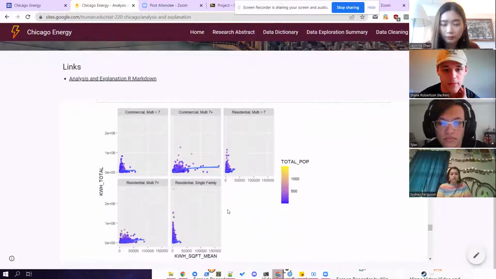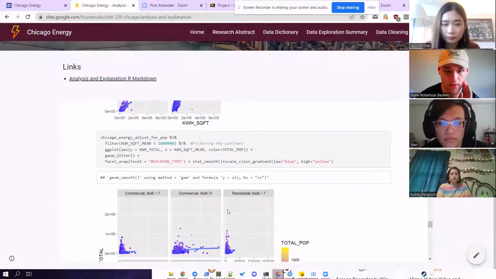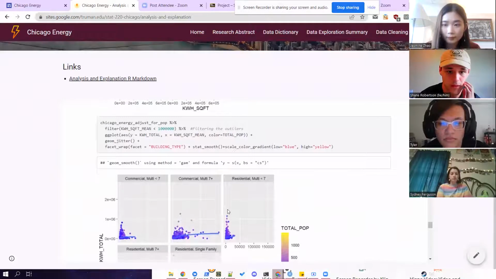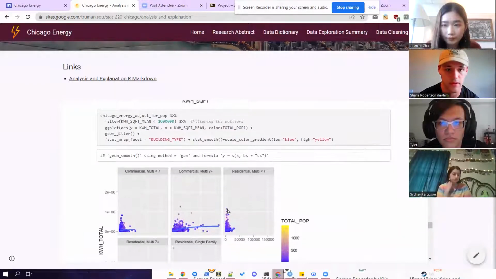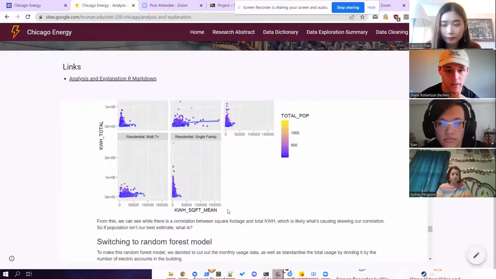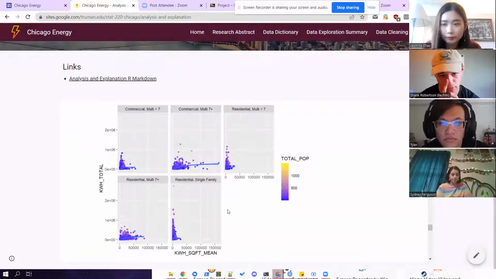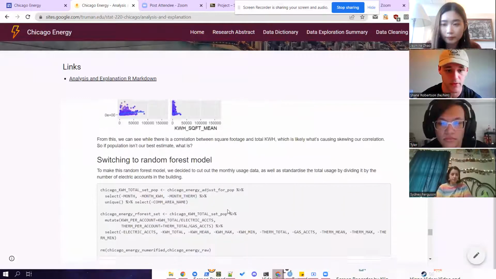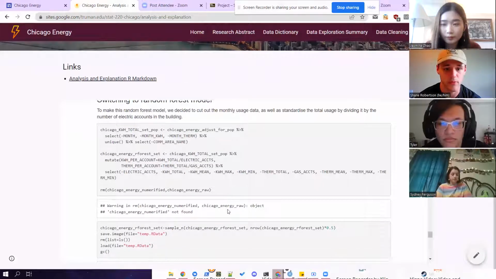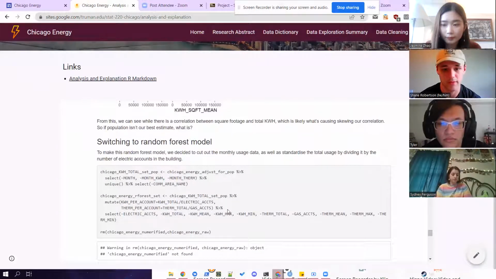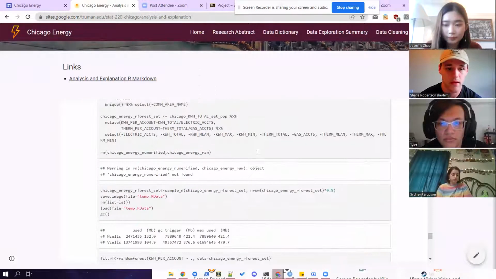All right, and moving down, we took the kilowatt square foot mean and wanted to see if it would show us a better correlation. It didn't, so we moved on to the next set and we switched to the random forest model because we weren't getting very far with the other results.